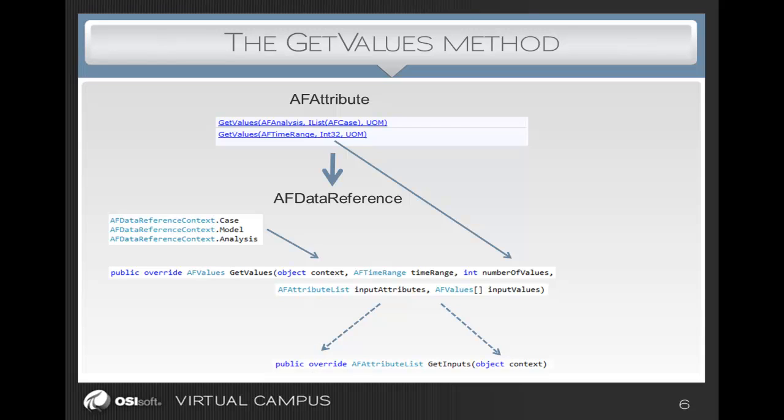But that indicates how AF SDK will translate the UOM that your data reference supports to the desired UOM. So when calling GetValues on an AF attribute, if we supply an AF time range and an Int32 with the number of values, you will see that it will get translated to an empty context, a time range that holds the supplied time range, and the number of values will be translated in the same way. The input attributes and the input values will also depend on if you have implemented GetInputs.